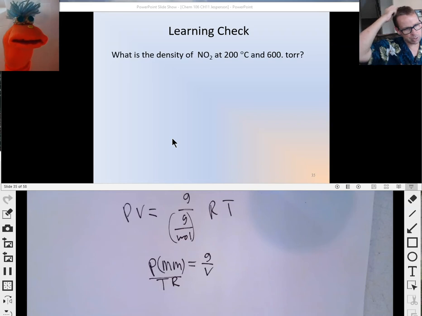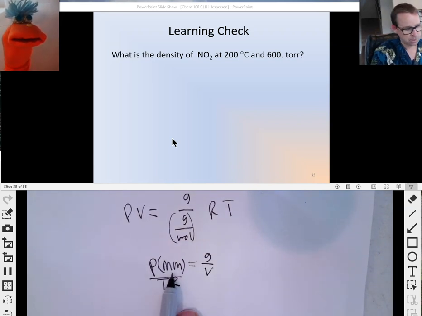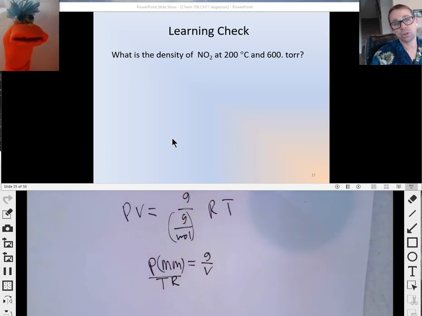You can try it at this point. Essentially what we have is the pressure times the molar mass divided by the temperature divided by 0.0821, right? And that's going to give us the density of the gas. The molar mass is going to be that of NO2. The pressure, 600 torr, needs to be converted to atmospheres. Temperature, 200 degrees Celsius, has to be converted to Kelvin by adding 273, right? All right, so I'll let you guys finish that one up, see if you can get it right.